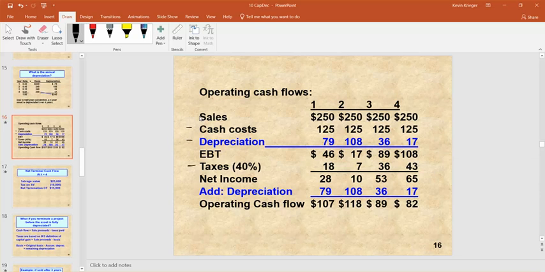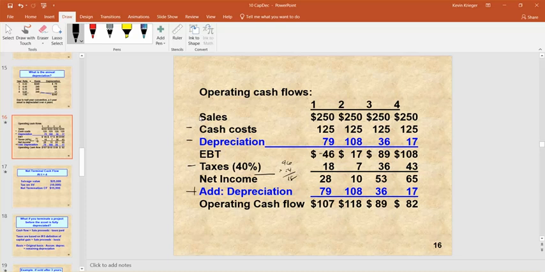Just multiply by 0.6, or you can subtract 40% of each of these things, right? So I can say 46, and then I can multiply by 0.4, and I get 18, and that's the amount that I subtract. Or you can just do 46 times 0.6, and you see that you are at 28. So this is another equals bar here, if you will, giving you your net income. And then you get to add your depreciation back.